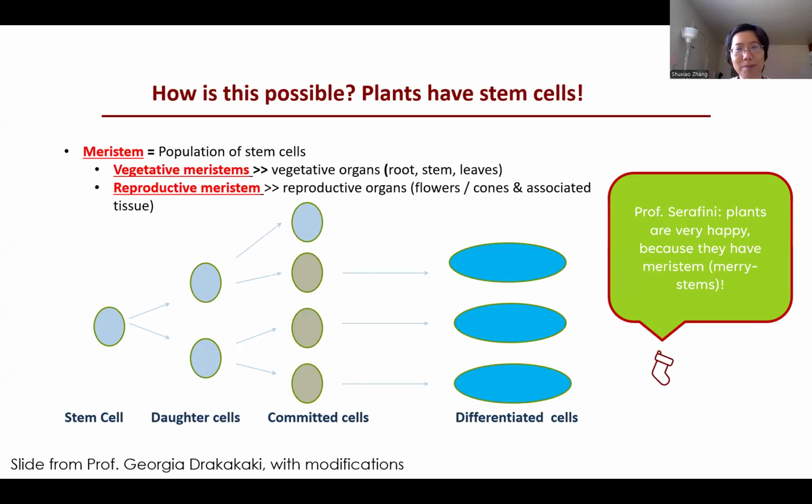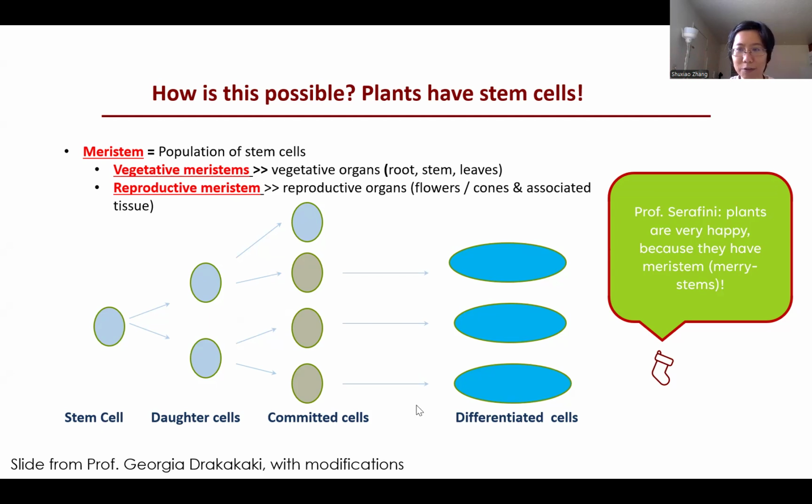How is this possible? Well, that's because plants have stem cells, and they do this through the meristem, which is where the population of stem cells is. Because plants have vegetative organs and reproductive organs, you might imagine there's also two corresponding populations of cells. There's the vegetative meristem that gives rise to the vegetative organs, such as roots, stems, and leaves. Then there's the reproductive meristem, which gives rise to reproductive organs, such as the flowers and cones and the associated tissue that can then become seeds.